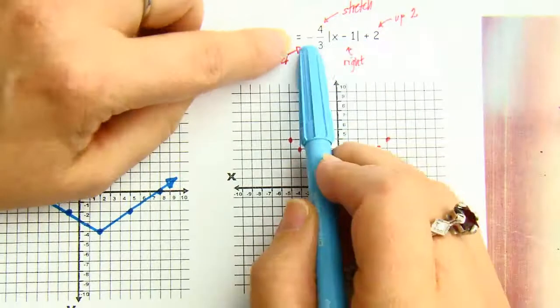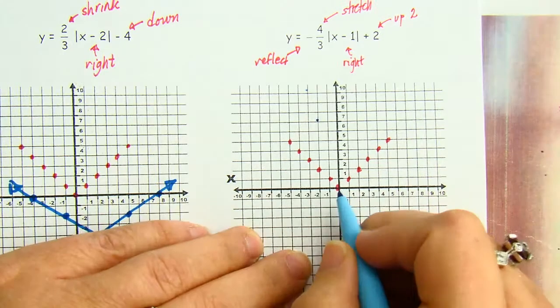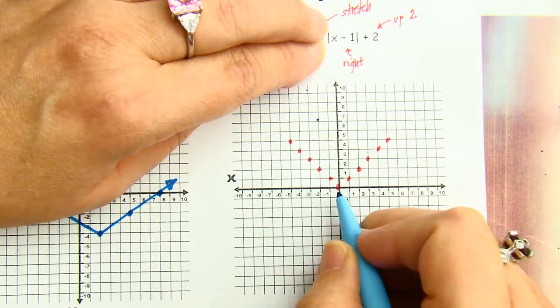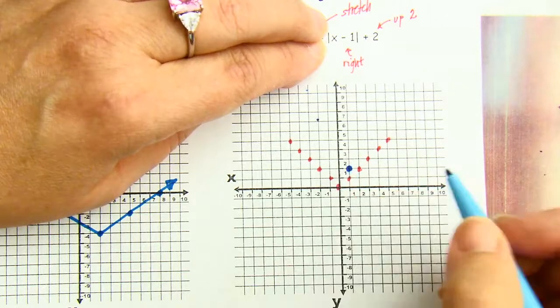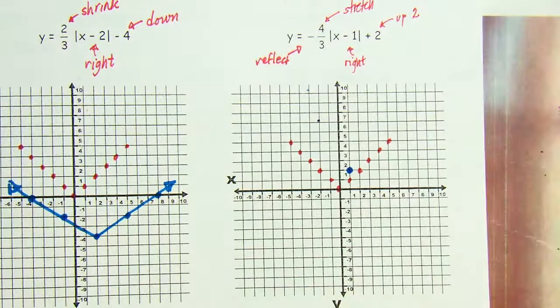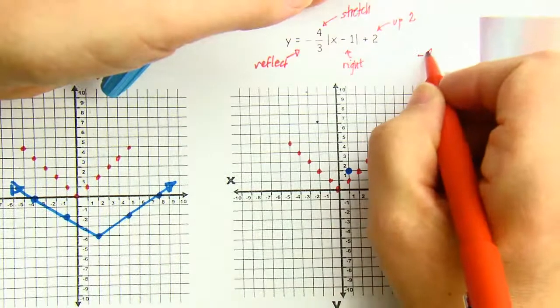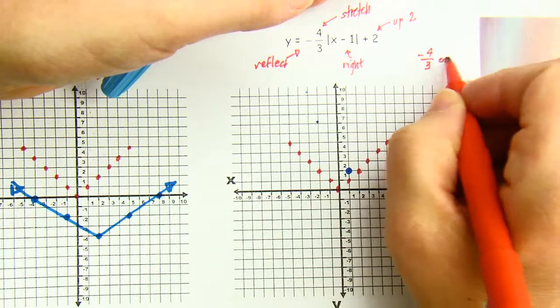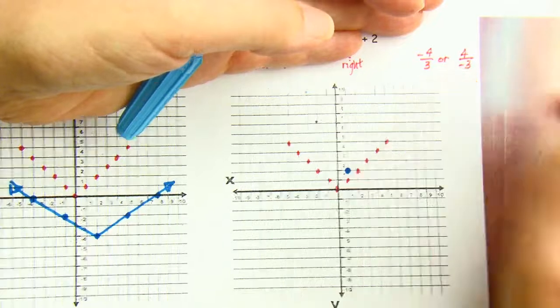And then you're using the slope to help you with whether this thing is upside down or right side up, and the stretching and shrinking. Okay, so from 0, 0, I'm going to move up 2 and to the right 1. So there is my new vertex. Now I'm going to use the slope. I'm going to go down 4 and to the right 3. You can't go negative, negative, okay? So this is either down 4 and to the right 3, or up 4 and to the left 3.